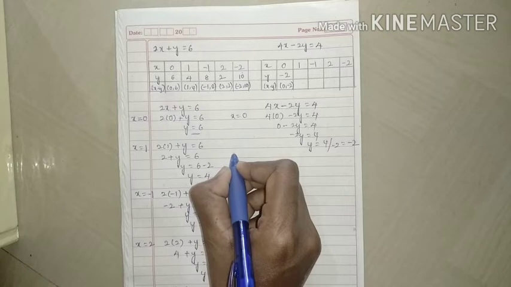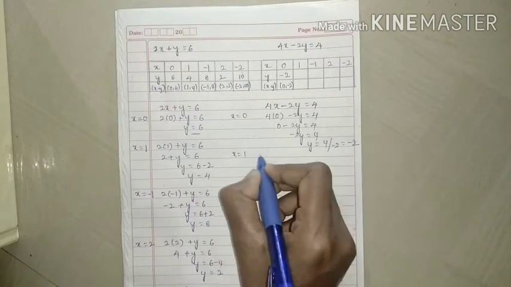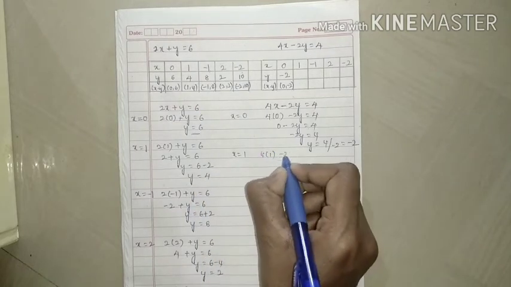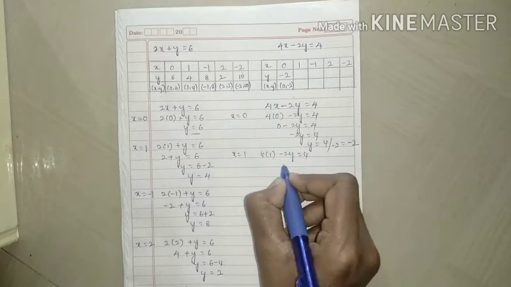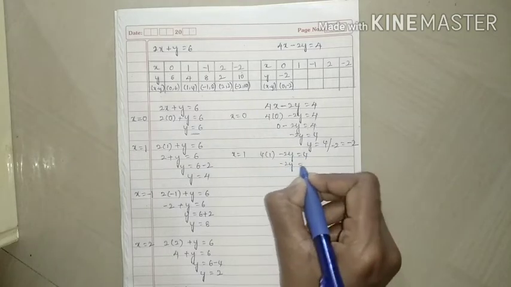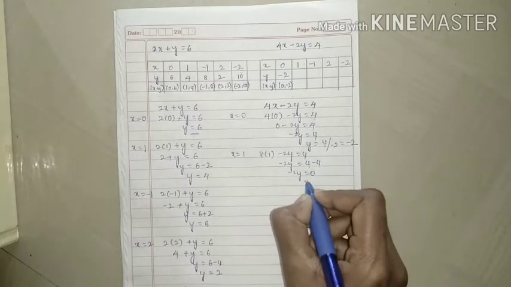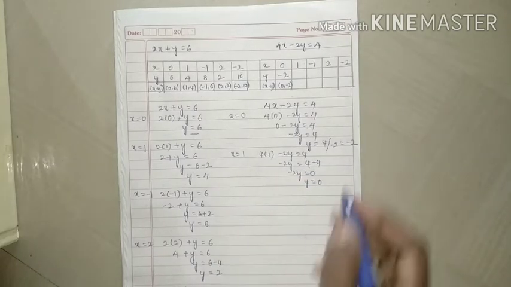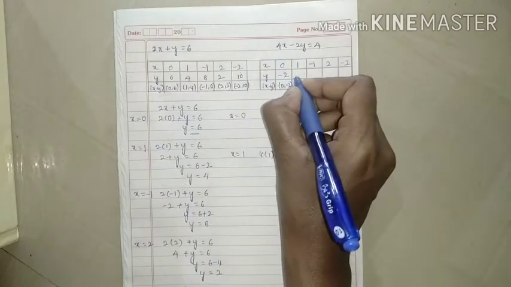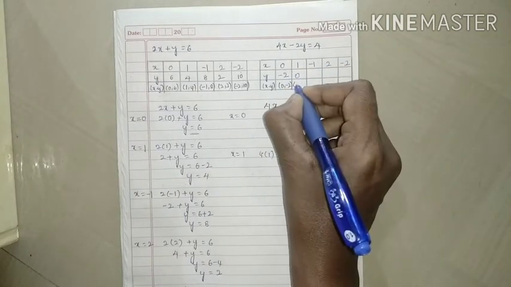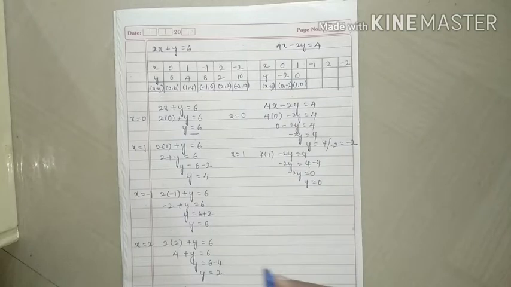And let me give x is equal to 1. That is 4 into 1 minus 2y is equal to 4. That is minus 2y is equal to 4 minus 4. Minus 2y is equal to 0. That is y is equal to 0. When x is 1, y is 0. So the point is 1, 0.